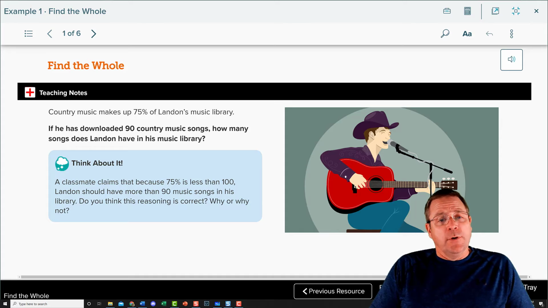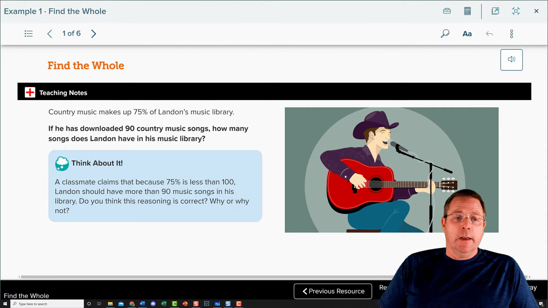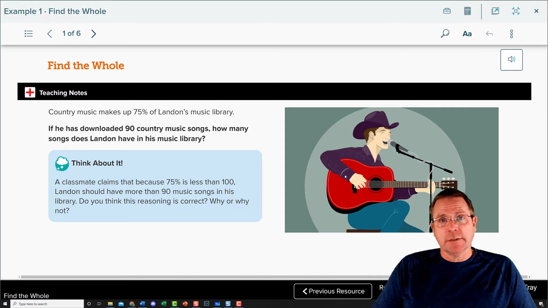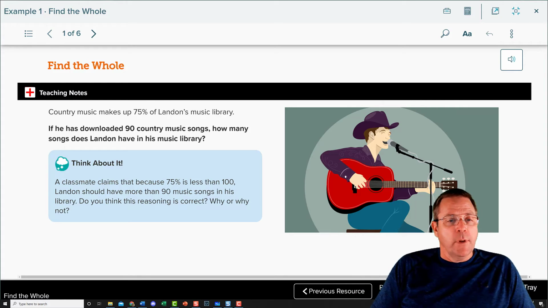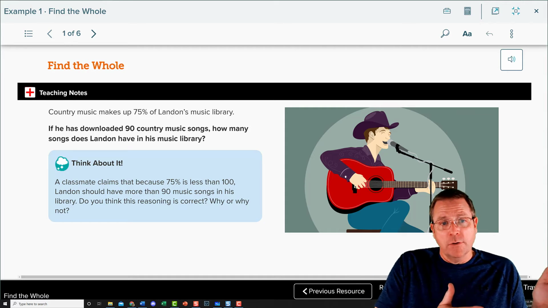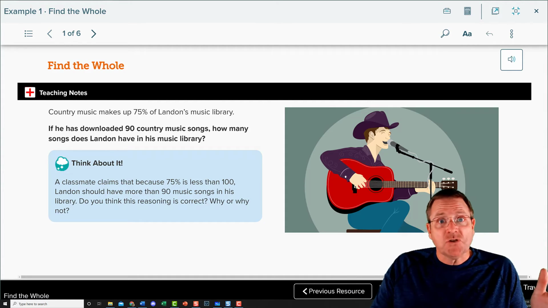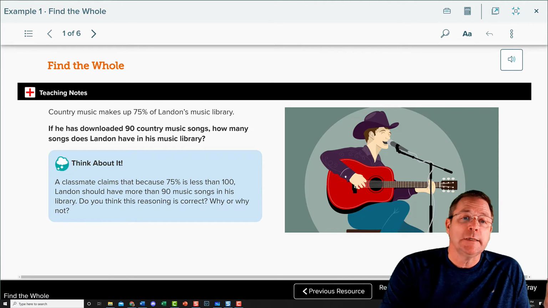If he has downloaded 90 country music songs, how many songs does Landon have in his music library? Now you have a classmate that claims that 75% is less than 100%. All right, I can agree with that. So Landon should have more than 90 music songs in his library. Well, 75% represented the 90 songs, so for 100%, that should be a number more than 90. I'm good with that too. I think his reasoning is going to be correct.